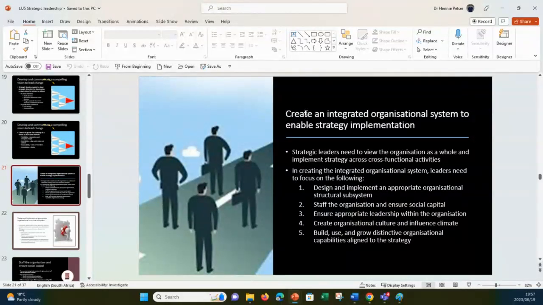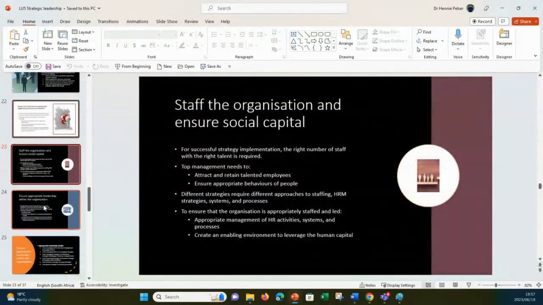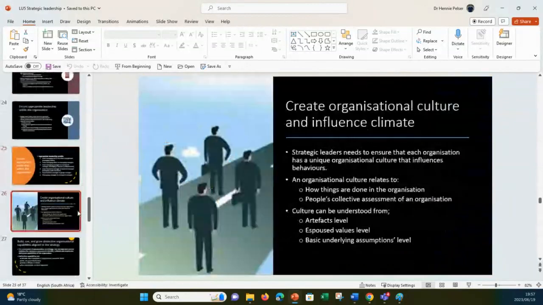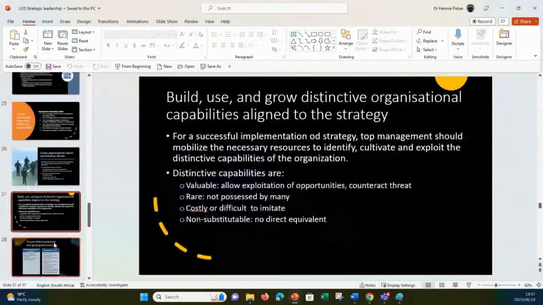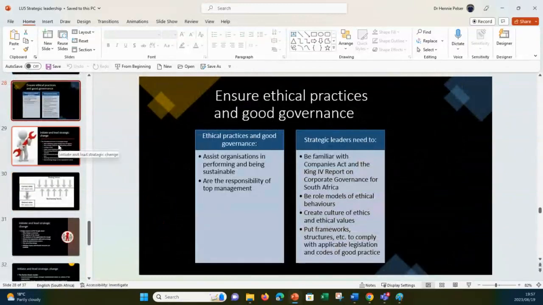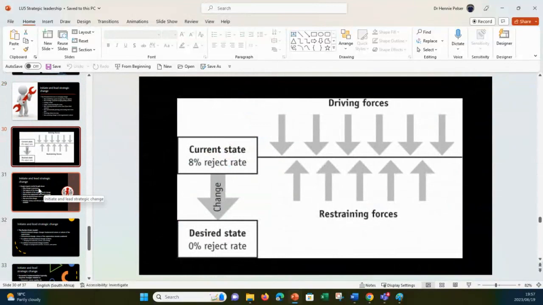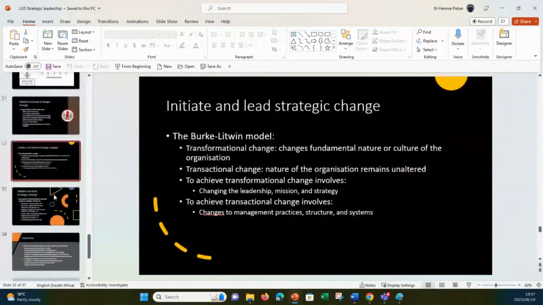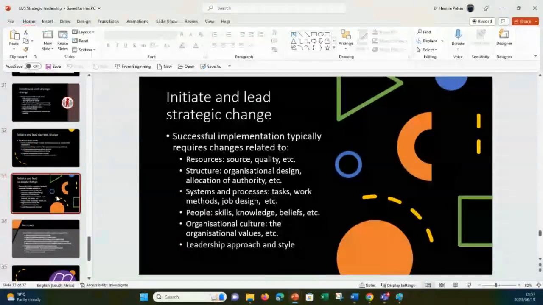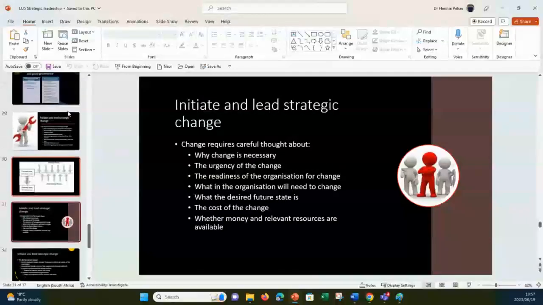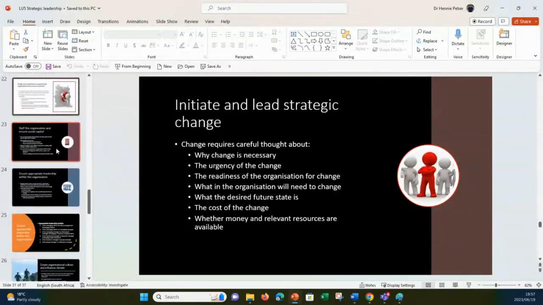So in terms of enabling strategy implementation, it will be slides 21, 22, 23, 24, 25, 26, 27, 28, 29, 30. You don't need to worry about 30, 31, 32, 33. So the question, and it literally is that question there that they are going to ask you.